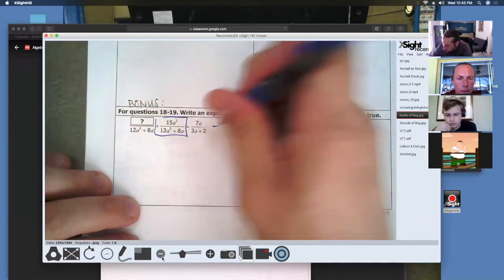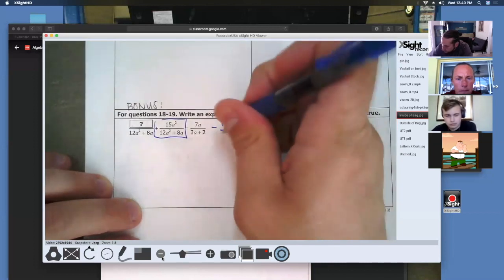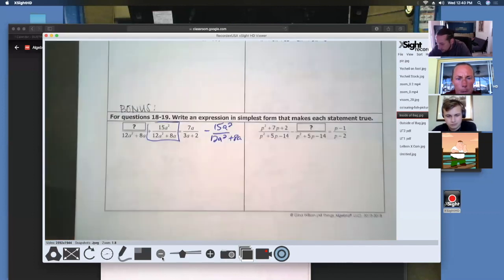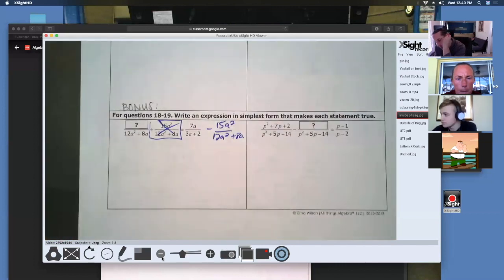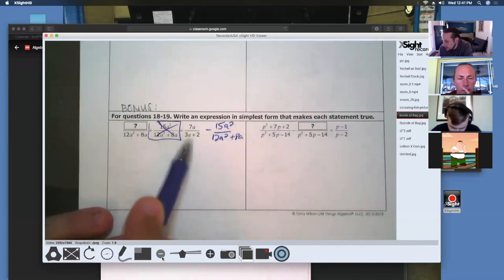So I'm going to subtract 15a squared over a squared plus 8a. Is that the best? That's not the best way to do that, is it? These make more sense now. Yeah, that's good. All right, so this will be the best way to do it. What's my common denominator here?